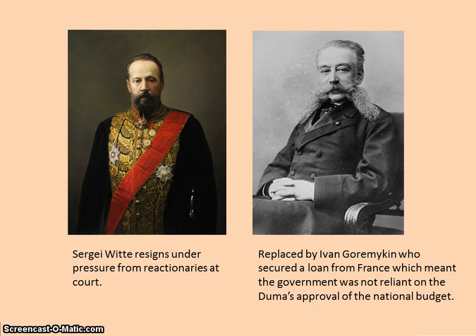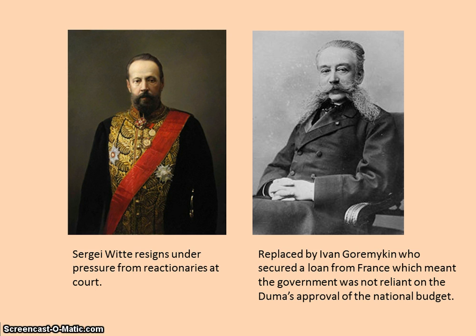Then on the eve of the Duma opening, Sergei Witte, its architect, resigns under pressure from reactionaries at court. He was under a lot of pressure from conservatives and traditionalists in court, and it led to his resignation, which was really disappointing for members of the Duma because they saw Witte as the person who was most likely to listen to the Duma's views and potentially put them into practice. So that was a real disappointment for many of the Duma's participants and supporters. He was replaced by Ivan Goremykin, who secured a loan from France.